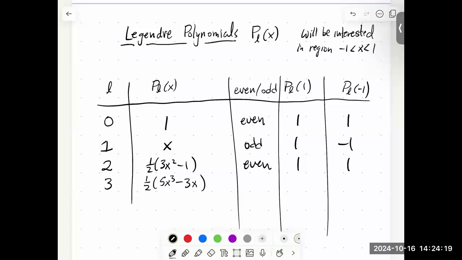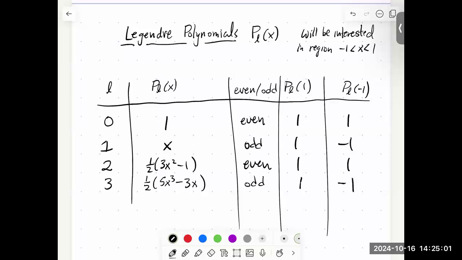And the odd values of L have only odd powers of x. That pattern is going to continue, and we're guaranteed to find that the Legendre polynomial is an even function if L is even, and an odd function if L is odd. Okay, so fair enough. If I put in x equals 1, 5 minus 3 is 2, divided by 2, I get 1. If I put in -1, I get -5 plus 3 is -2, divided by 2, it's -1. There's another pattern emerging.